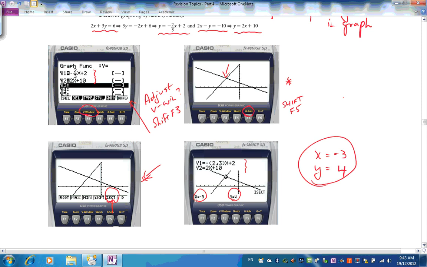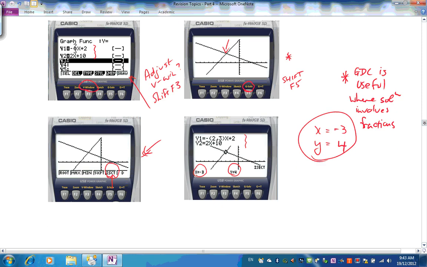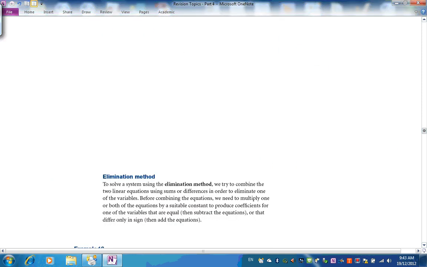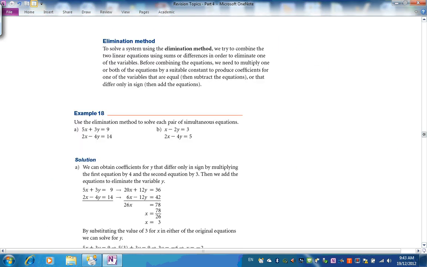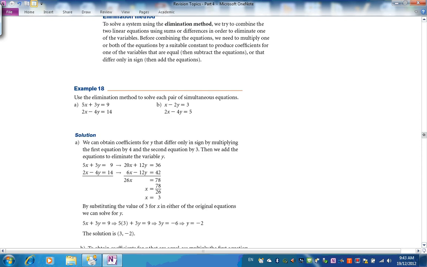This is very, very important work, particularly useful where your solution involves fractions, because that's basically impossible to read off a hand-drawn graph. So that's a very useful tool, the graphics display calculator there. Okay, well, let's come down here a bit. There are some algebraic methods here.